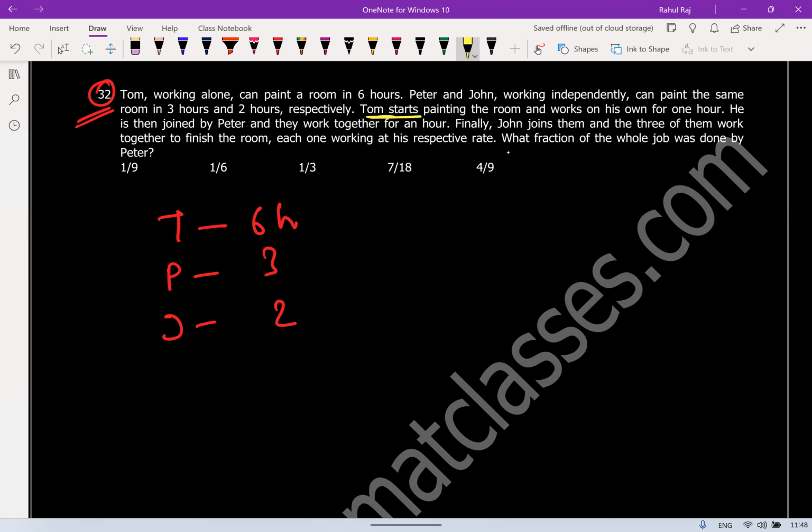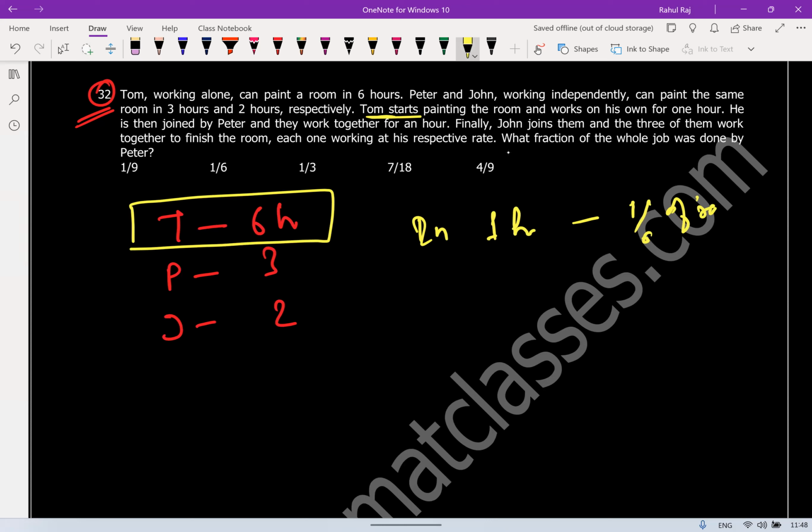Tom starts painting the room and works on his own for 1 hour. Tom can finish the entire room in 6 hours, so in 1 hour, how much will Tom finish? 1 by 6 of the room. So what is the remaining room now? 1 minus 1 by 6. That is 5 by 6 of the room remaining.